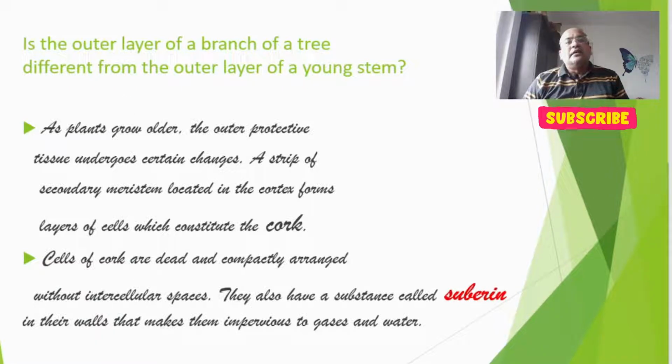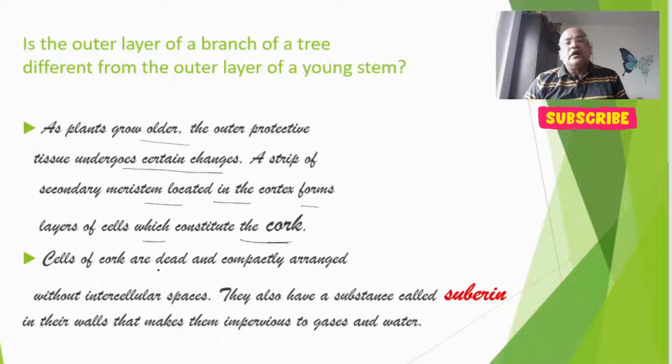After that, let's see, is the outer layer of a branch of a tree different from the layer of the young stem? What do you all think? As a plant grows older, right, then what will happen? The outer protective tissue undergoes certain changes. The changes will happen. A strip of secondary meristem located in the cortex forms a layer of cells which constitute the cork.